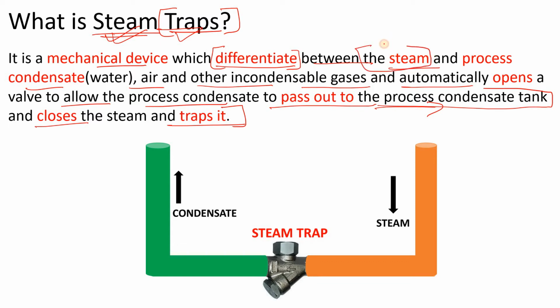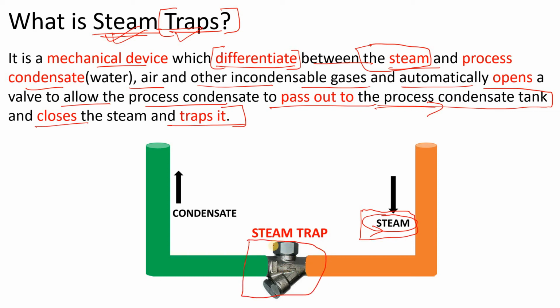Mainly the work of a steam trap is that it saves our steam. When we generate steam, it is very costly for us, because we use a boiler to produce the steam. We try to save as much steam as we can, so that's why we use the steam trap. I hope now you know what this steam trap is and why we use it.